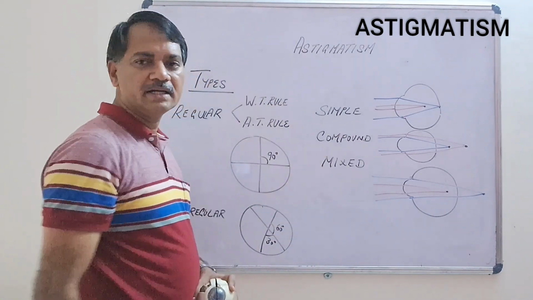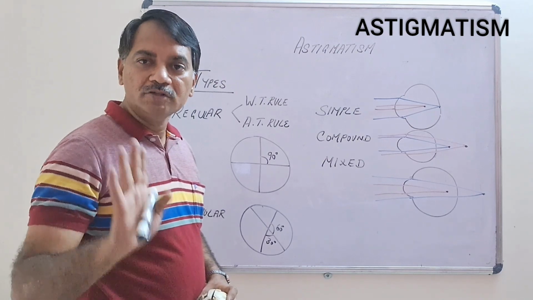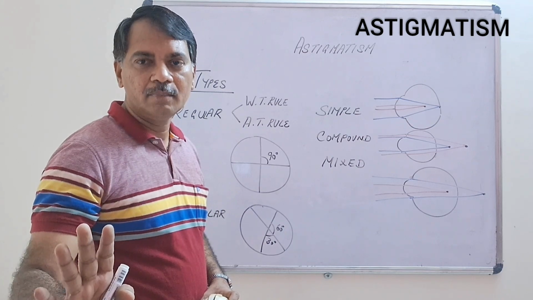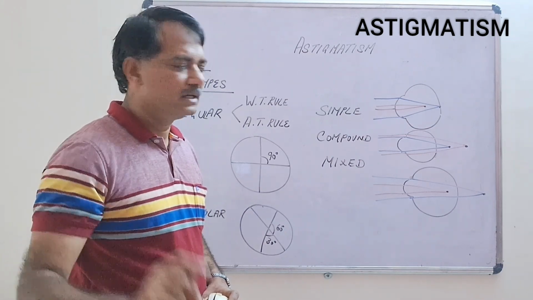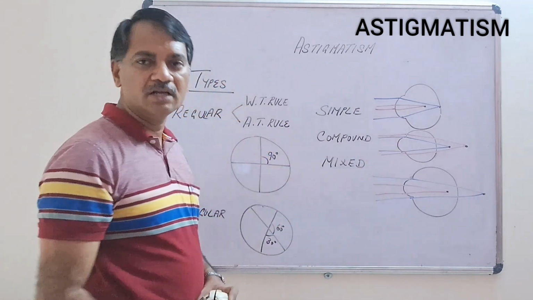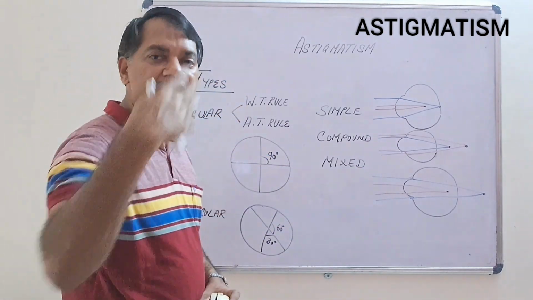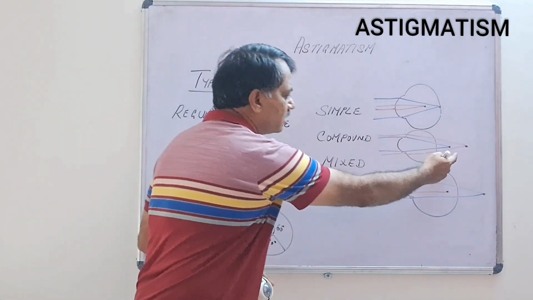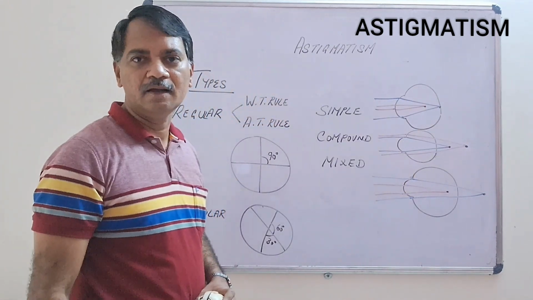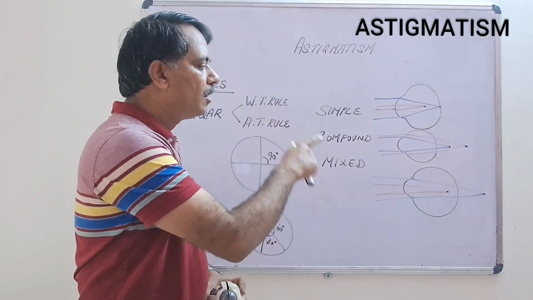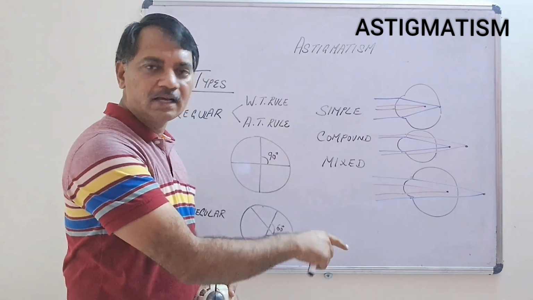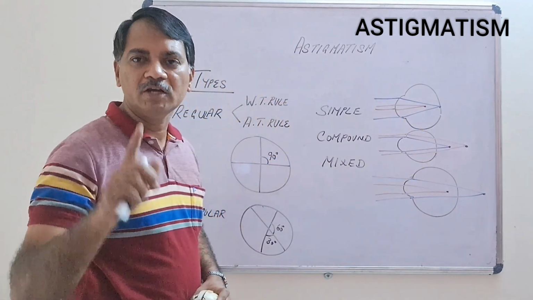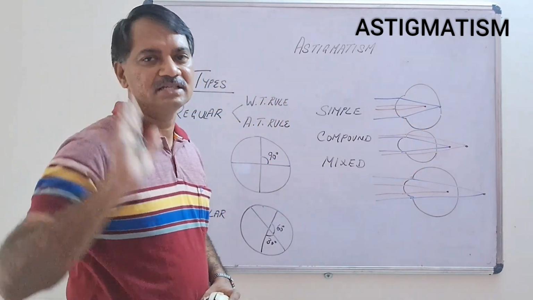Coming to the compound astigmatism, here both the meridians do not get focused on the retina, but they are friendly. That is, both the vertical and horizontal meridians either go behind the retina or both of them come in front of the retina. So here I have drawn both focusing behind the retina. This is called compound hypermetropic astigmatism. If they both focus in front of the retina, that will be called compound myopic astigmatism.